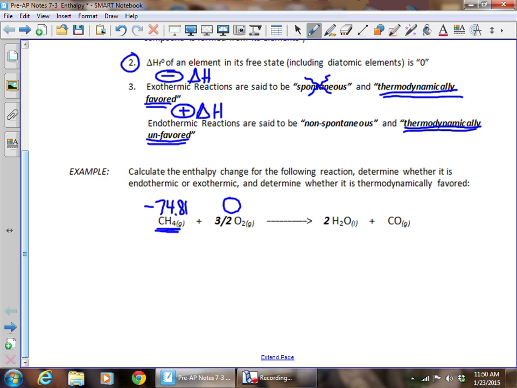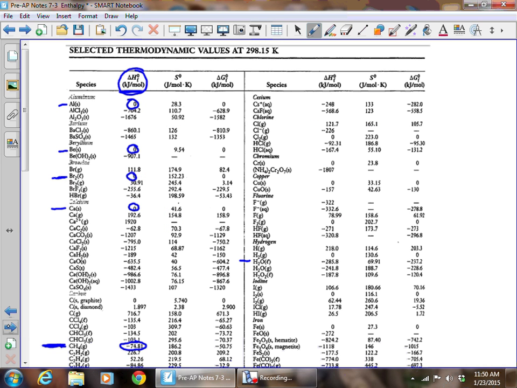Water. Watch out for water. Look back at our table over here, and I've got it marked. Notice there are 2 waters. We have to be very careful which one we want. And if you look back at your notes real quick, you'll see that the water in this equation is a liquid.